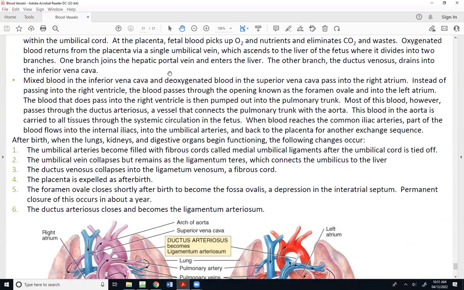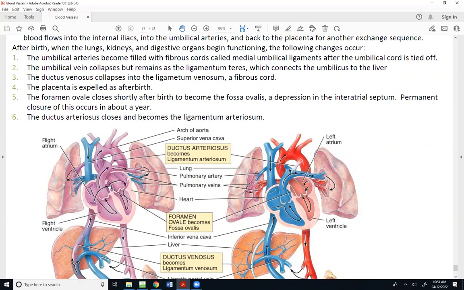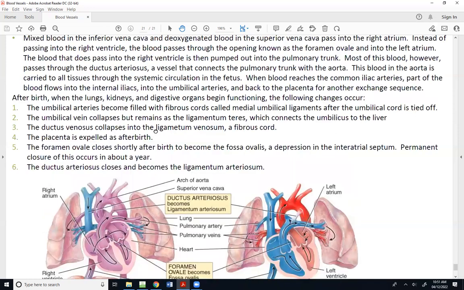Okay, instead of passing into the right ventricle, some of the blood will pass through the opening known as the foramen ovale and go directly into the left atrium. That's one of those two lung bypasses I talked about in our last lecture. Okay. Now, not all that blood is able to go directly to the left atrium. Some of it does make its way into the right ventricle, which is then going to be pumped out into the pulmonary trunk.